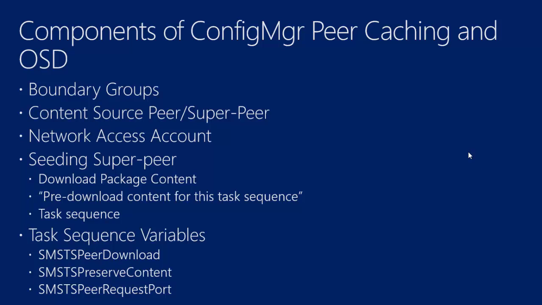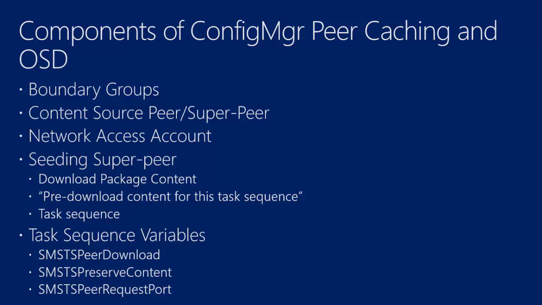This step, the download package content step, is absolutely not a requirement for task sequences to leverage a peer for retrieving content. But if you're using this to seed the content onto a super peer, likely when this task runs, it will need to go to a traditional distribution point first to get the content. But then from there, if we use this to seed the content, that super peer will then be able to serve up content to others within the same boundary group or within the same subnet within a boundary group, right?